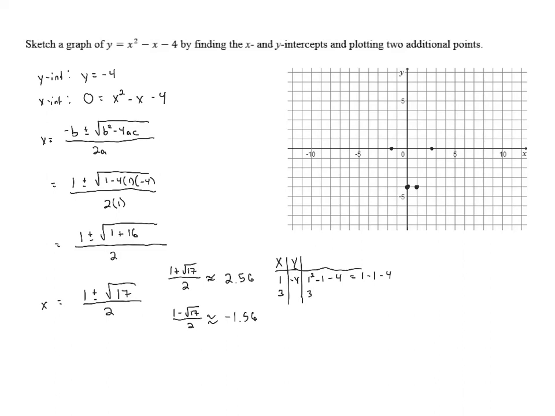try 3. This gives us 3 squared minus 3 minus 4. 3 squared is 9, so we've got 9 minus 3 minus 4. 9 minus 3 is 6, minus 4 is 2, so we end up with the point 3 comma 2, which is right here. And we can draw in our parabola just like this. And that gives us y equals x squared minus x minus 4.